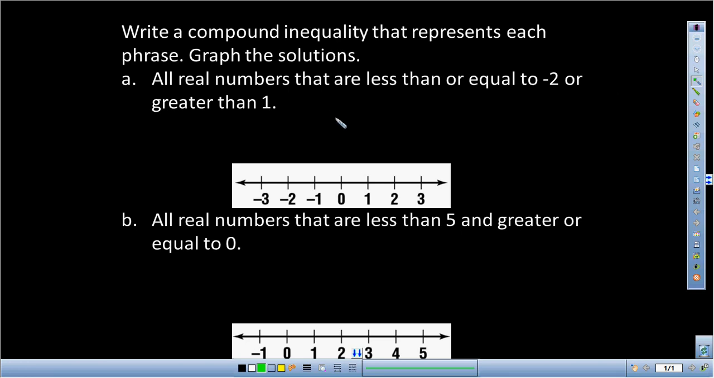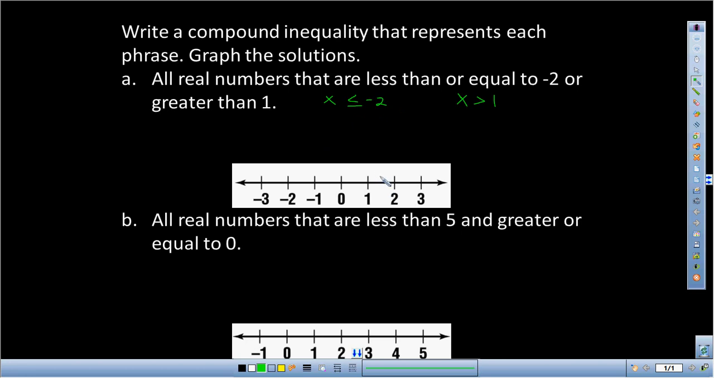We've got all the numbers that are less than or equal to -2. Okay, so we have a less than or equal sign. And so all of our numbers that are less than or equal to -2 would be represented with this inequality: x is less than or equal to -2. Now we're also talking about all real numbers that are greater than 1. So all the numbers that would be greater than 1 would be represented as x is greater than 1.